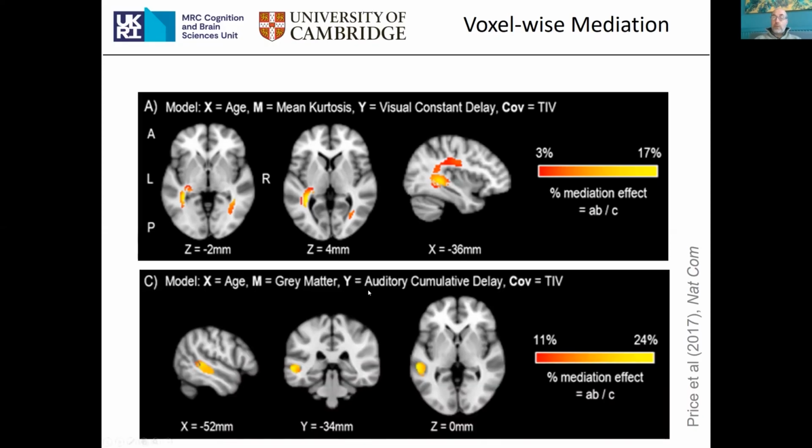We did the same for the auditory cumulative delay, and here there were no effects of white matter, but now there was an effect of grey matter volume, at least in the auditory cortex here. So again, different possible structural correlates of these delay effects.